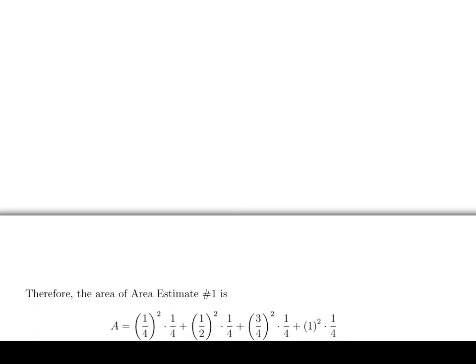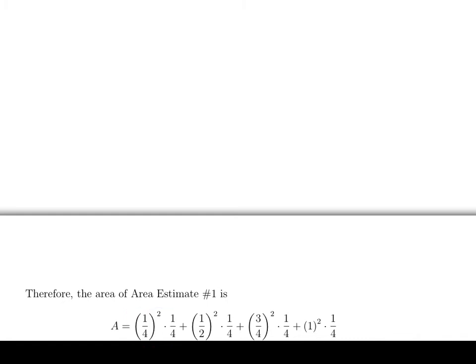So we can write down an area now that we're getting in area estimate number 1. So we multiply the heights of all these rectangles by the width. So for instance, this term here, the 1/4 squared, is the height of the first rectangle, and then the 1/4 is the width of the rectangle. Now notice that all of the rectangles have the same width. They all have width 1/4.